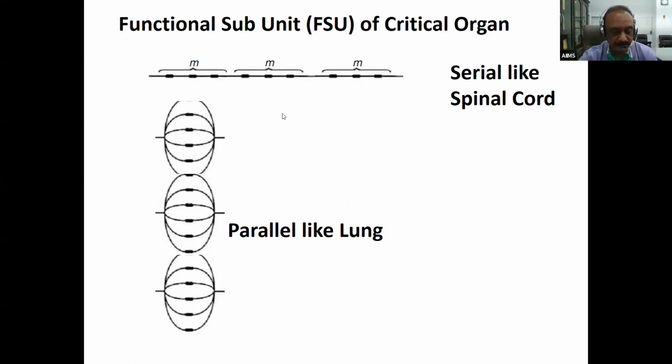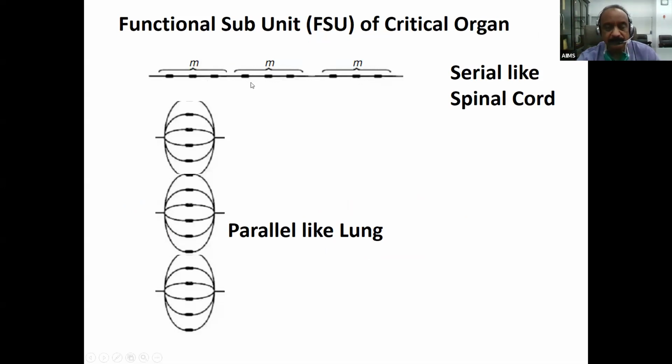We know that a functional subunit is an independent subunit of normal tissue, and these functional subunits are basically arranged in two patterns, either in a serial pattern like in the spinal cord or in a parallel pattern like the lung. This is something like an electric circuit, which all of you might have studied in your +2 physics. We have electric circuits in two patterns, the serial pattern and the parallel pattern.